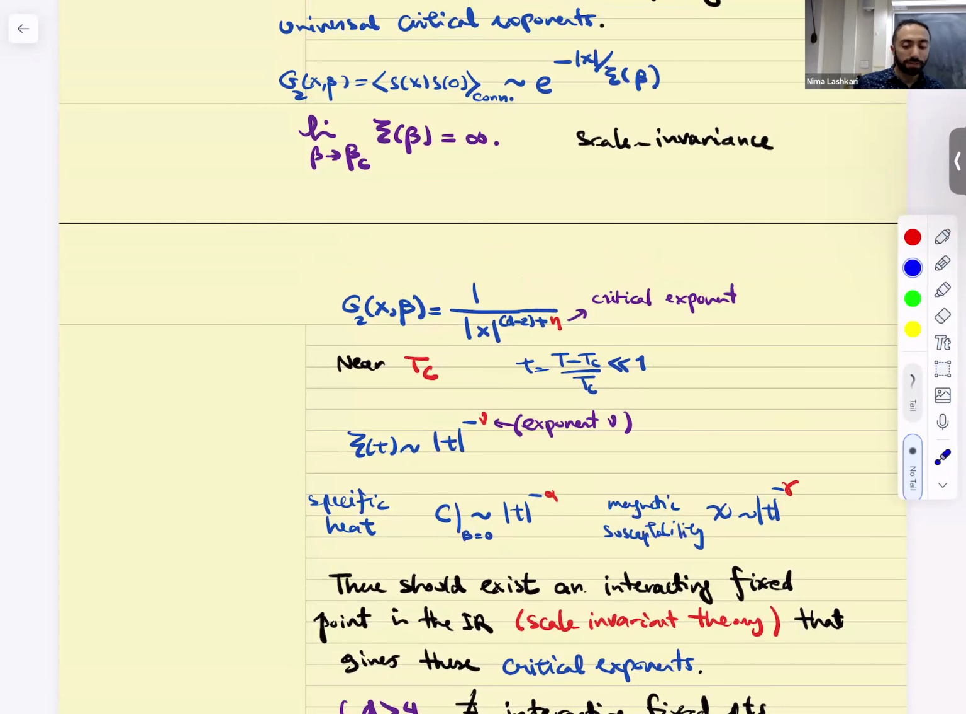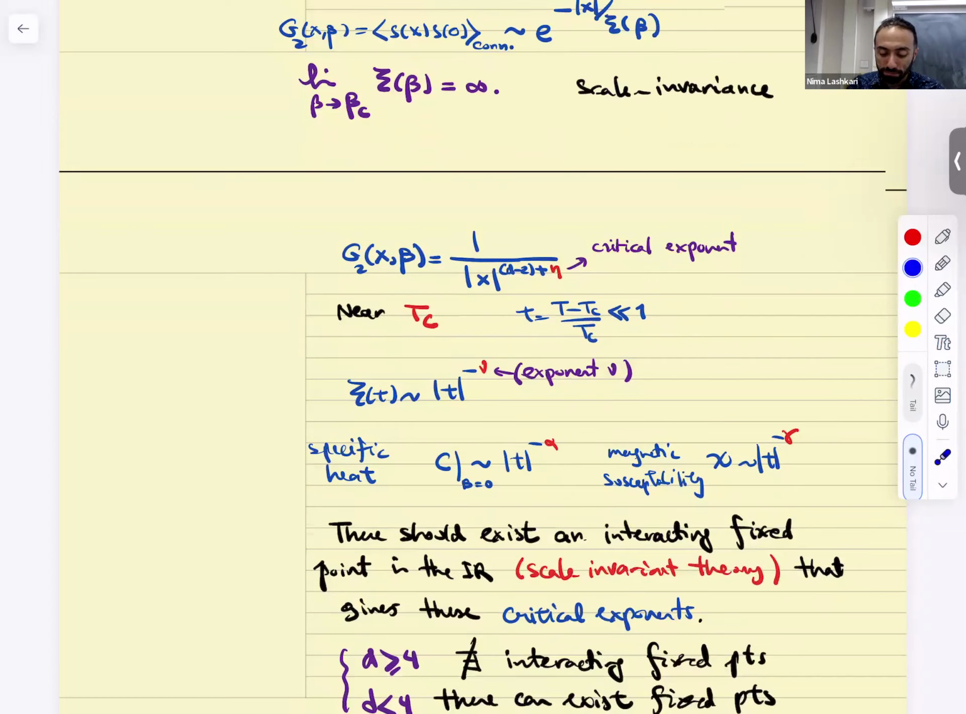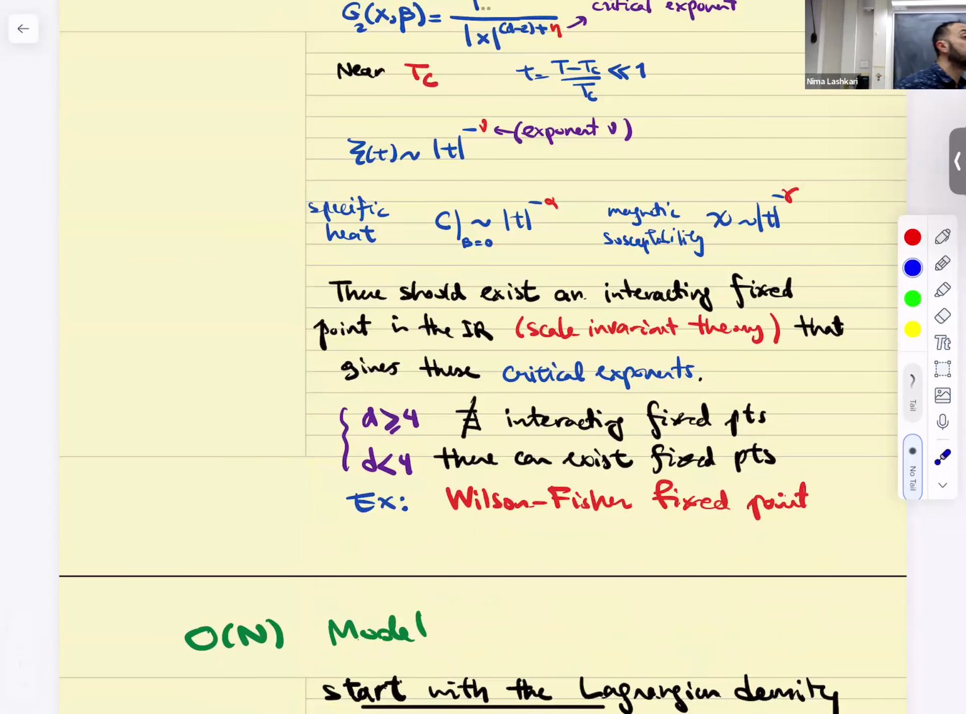If you have massive free fields, what is the correlation length? Inverse mass, right? So if you have a trivial fixed point, the correlation length is just inverse mass. So you can totally see why, when we say correlation length goes to infinity, all the masses have to be zero, right? That's related to the fact that the theory is dimensionally scale invariant. All right.